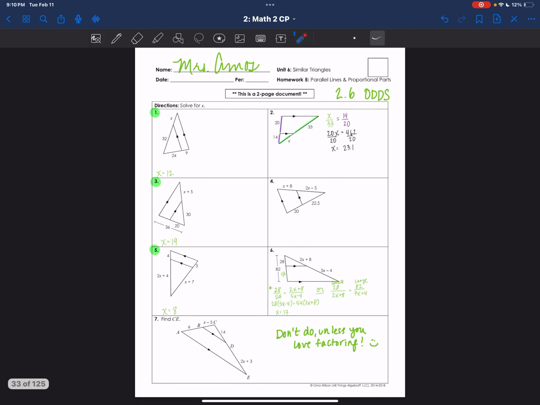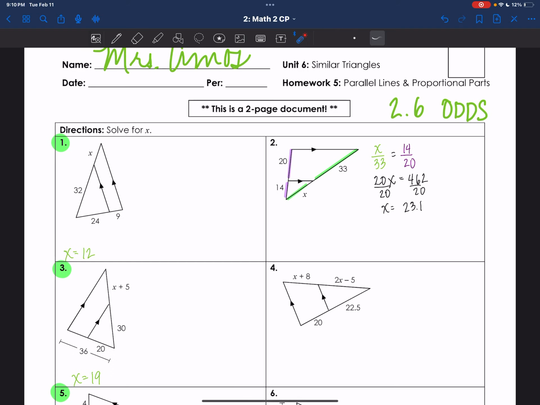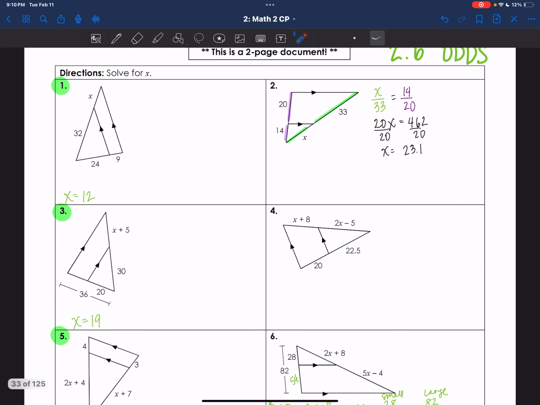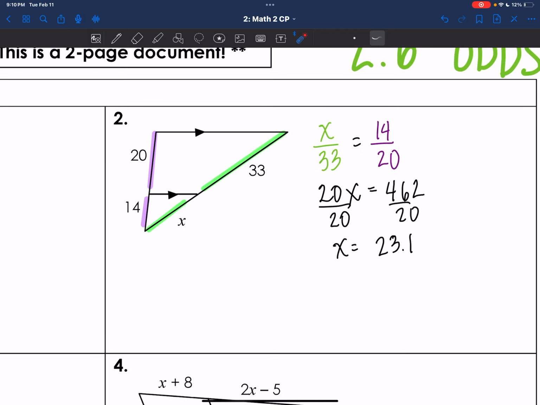All right, your next up is this one. It's homework 5, parallel lines and proportional parts. You're also going to do odds, and this goes with your 2-6 notes. Again, I did a couple examples for you. So let's look at number 2 as an example.